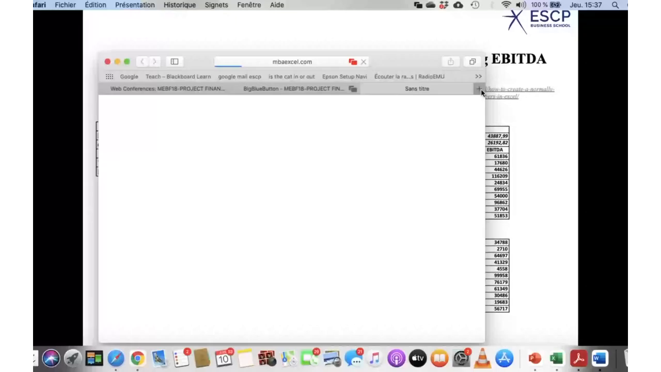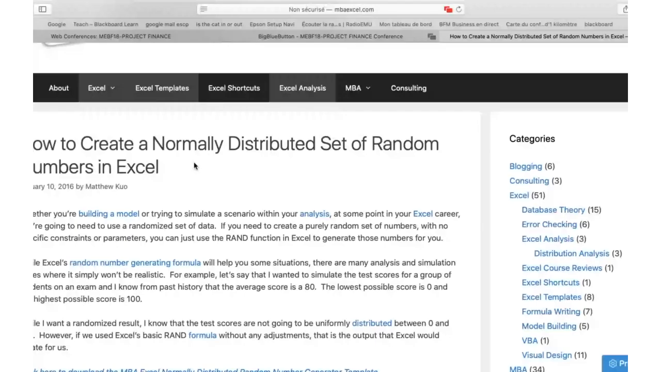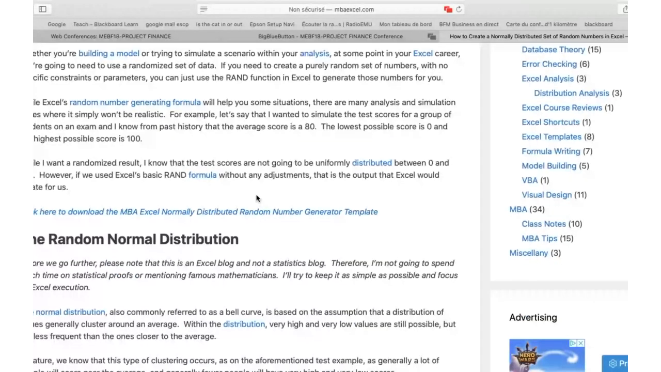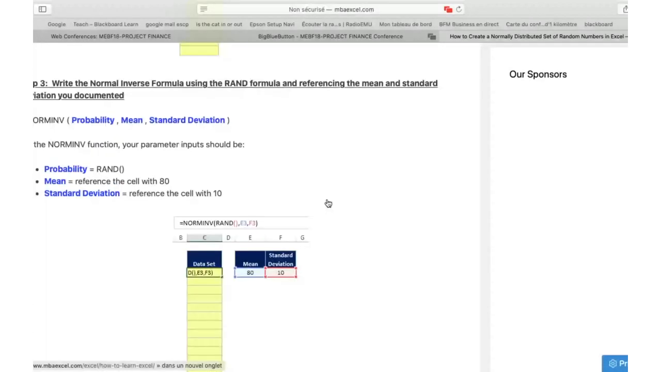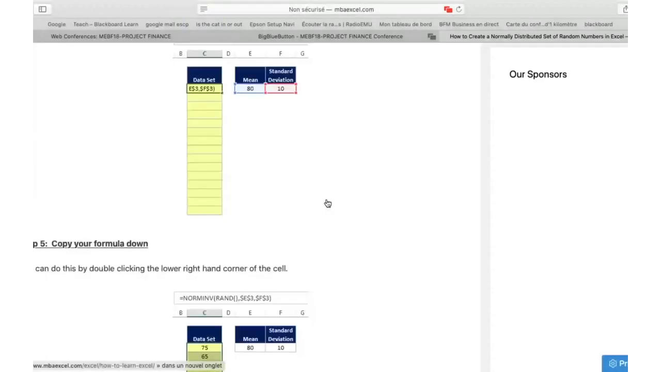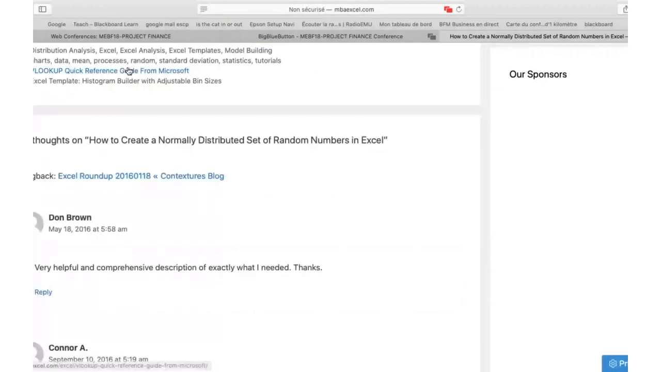And it brings you to a file where you have an explanation on how to create a normally distributed set of random numbers in Excel. They will explain everything, what the normal distribution is, and so on, and how to get the numbers I have in this simulation. Okay, so I'm not going to explain that to you, but you just have to accept the fact.